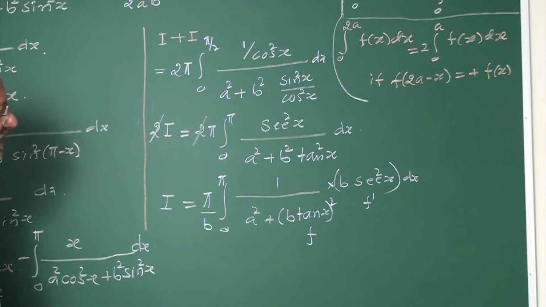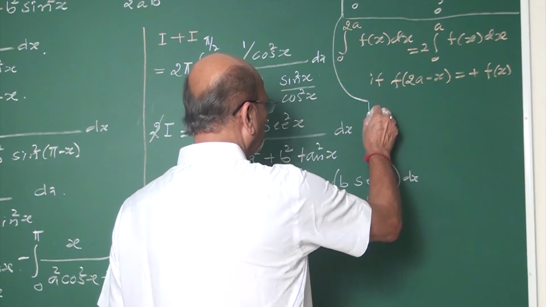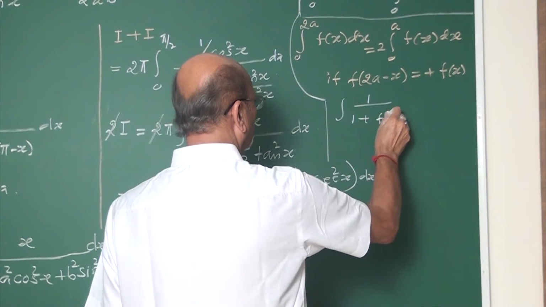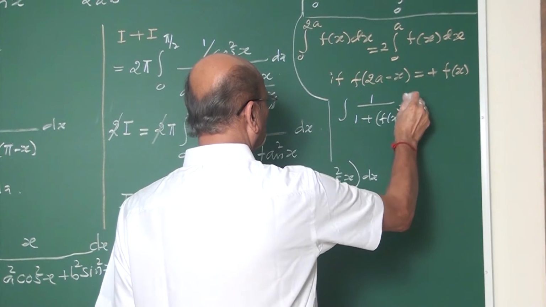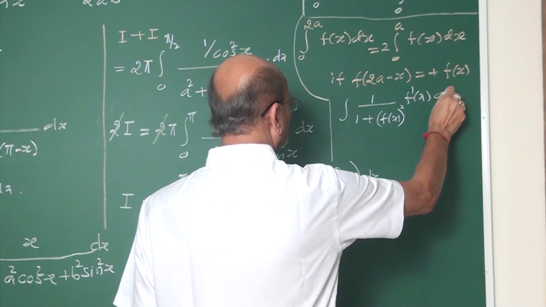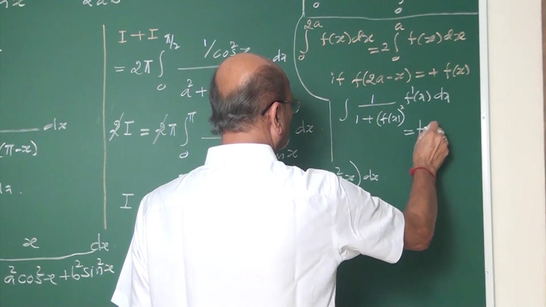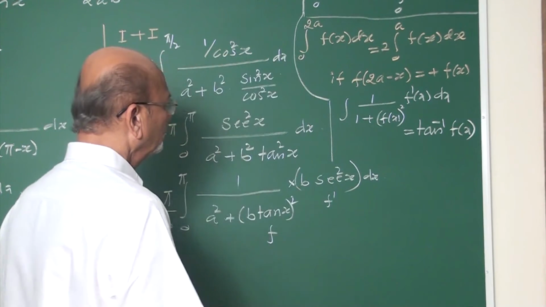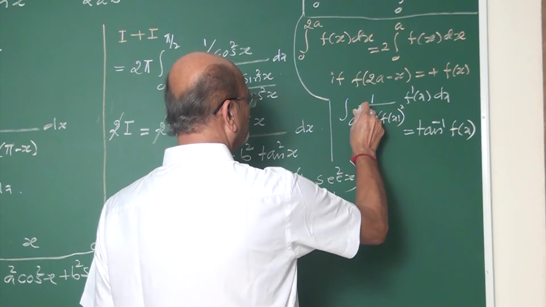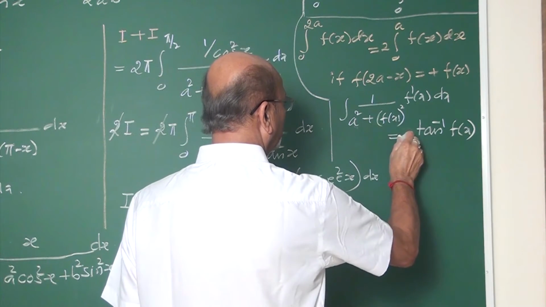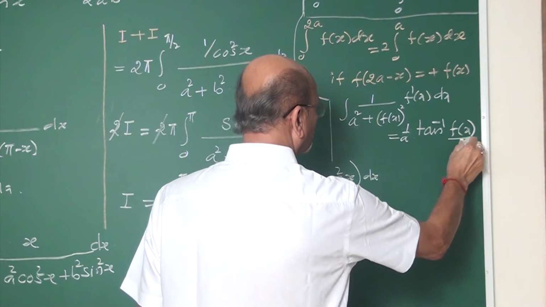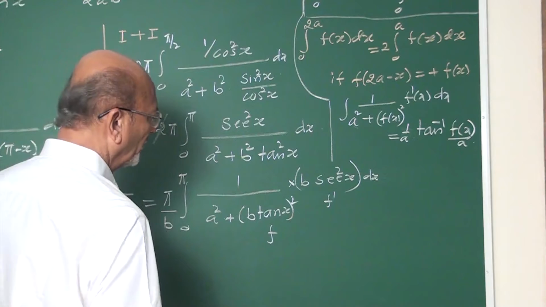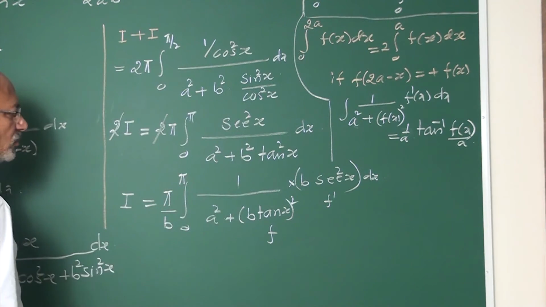Yes, my friend. Tell once again which formula. You are very much aware. Integral 1 upon 1 plus fx whole square into f dash x dx is tan inverse fx. If instead of 1 you have a square here, this is 1 by a into tan inverse fx upon a. Anyway, definite integral we are not bothering about c.